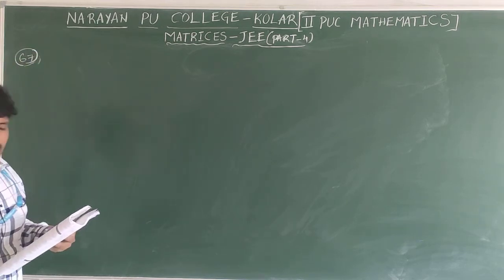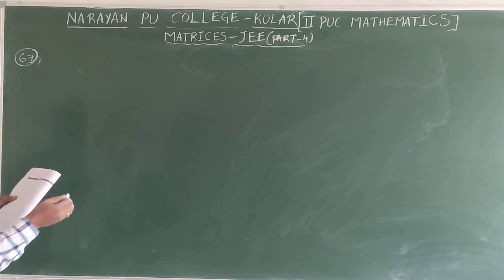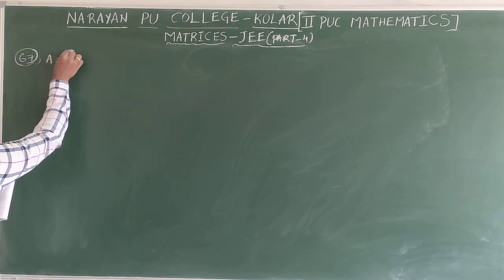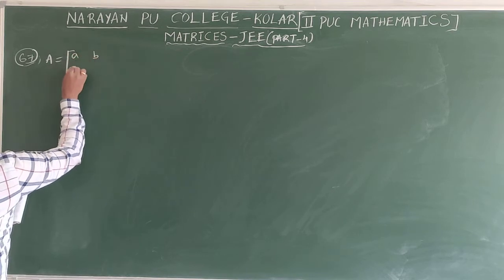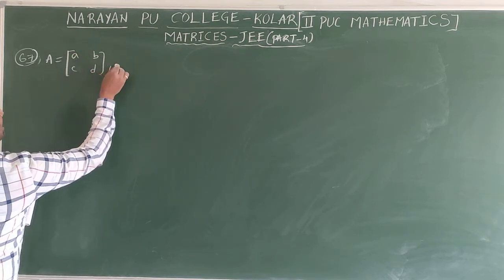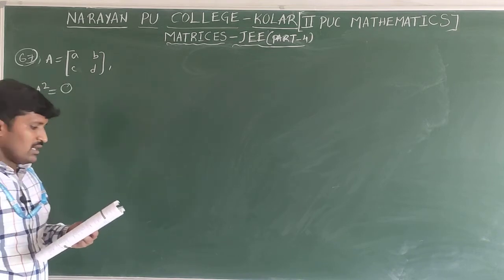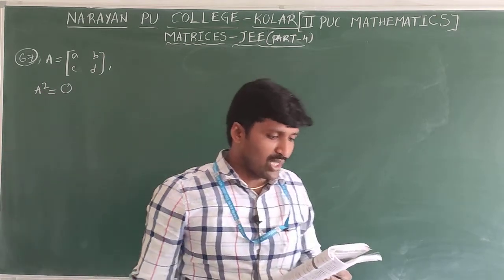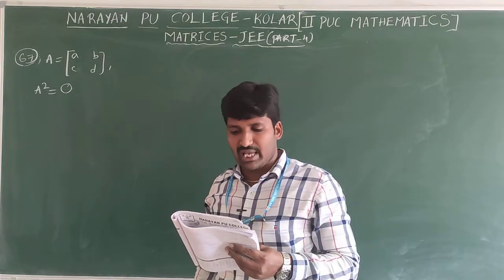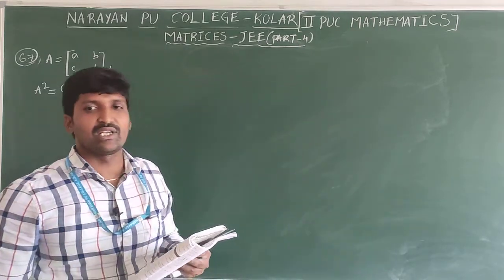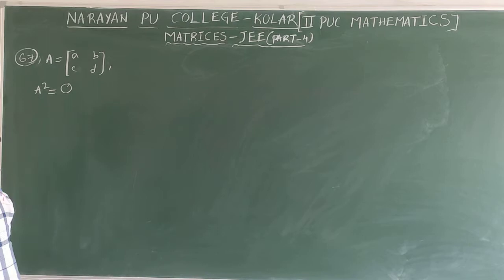Consider a matrix A of order 2 by 2. I am taking a 2 by 2 matrix like this: A, B, C, D. And they have given that A square is a 0 matrix. They are asking the value of A square minus A plus D into A plus AD minus BC into I. That value we need to find out. Okay, first A square equal to 0 is given.